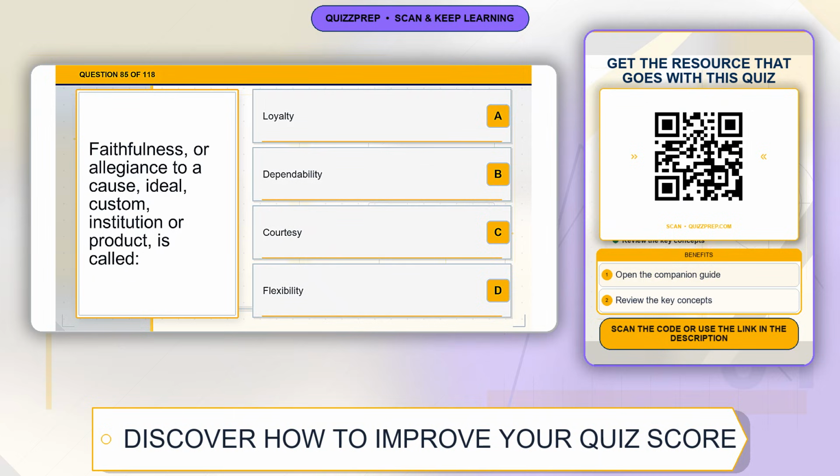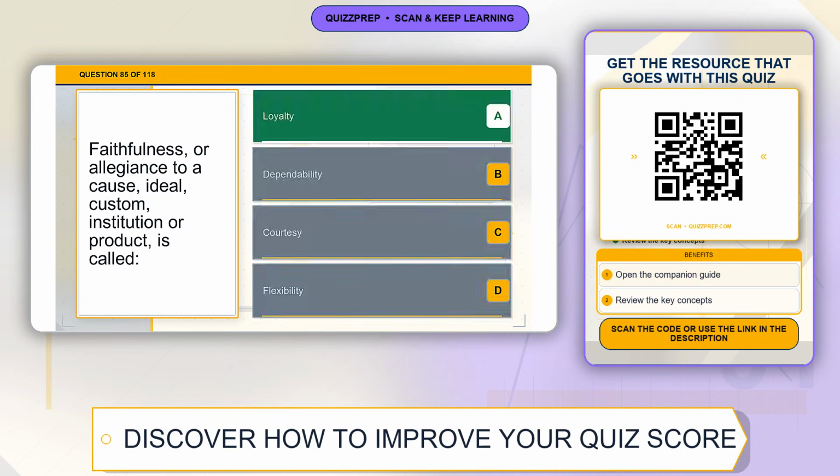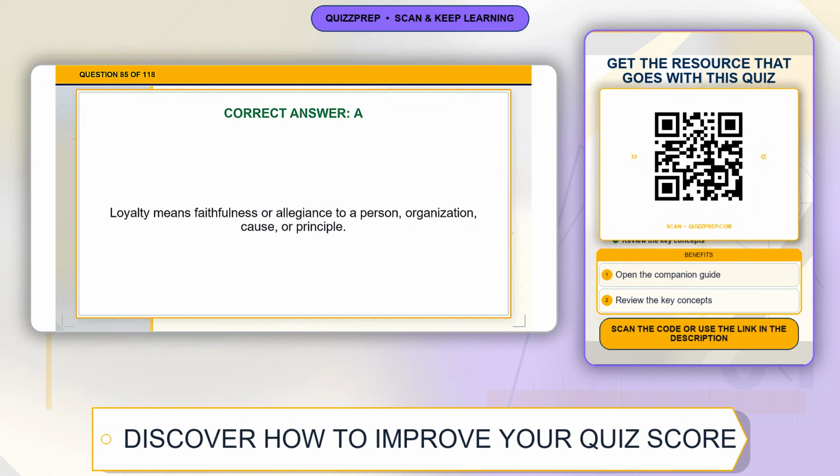Question 85. Faithfulness, or allegiance to a cause, ideal, custom, institution or product, is called: Option A, loyalty. Option B, dependability. Option C, courtesy. Option D, flexibility. The correct answer is option A, loyalty. Explanation. Loyalty means faithfulness or allegiance to a person, organization, cause, or principle.